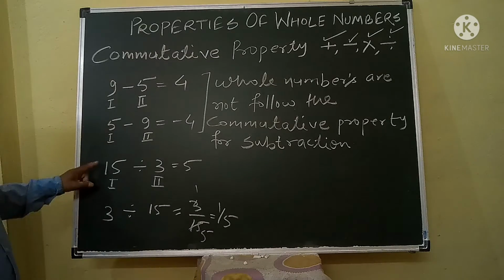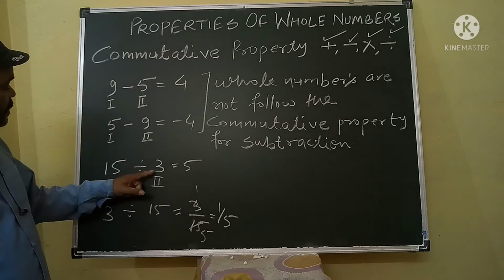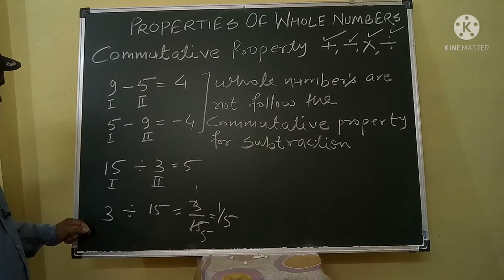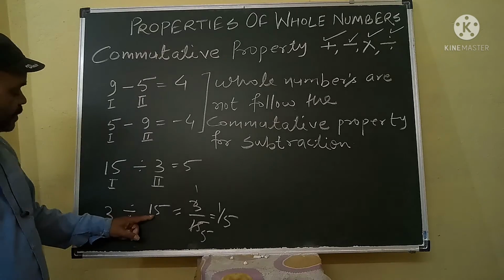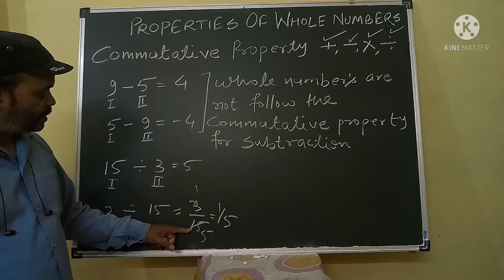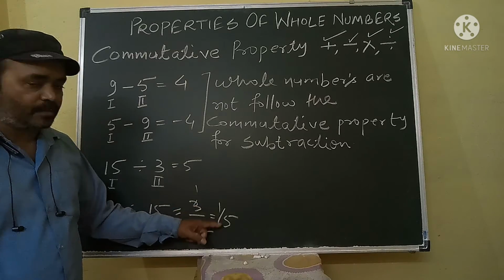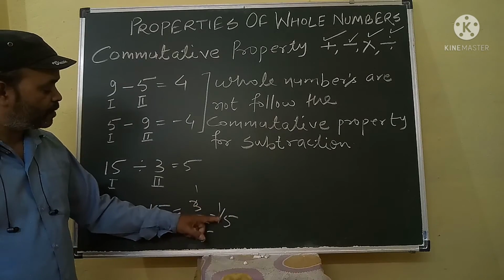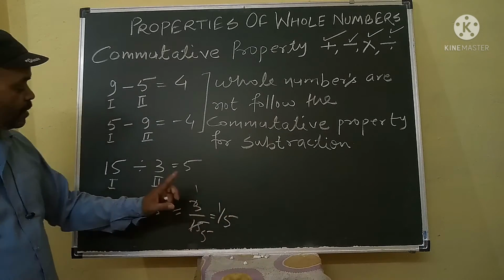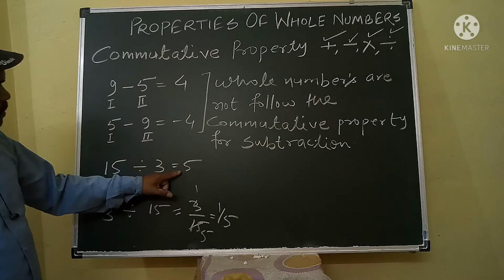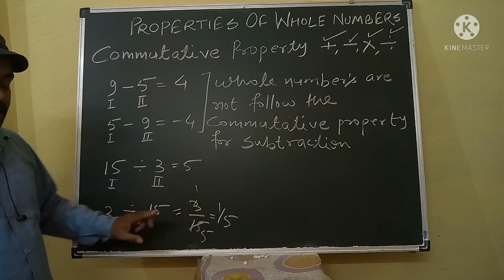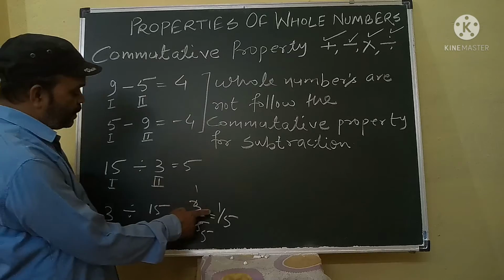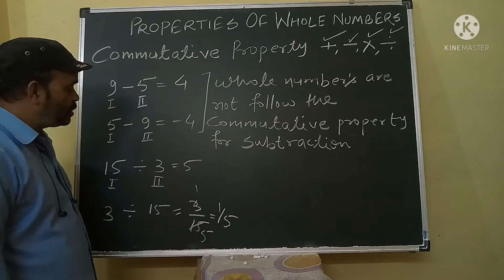So what you are looking at, in the first example 15 divided by 3 is equal to 5. 5 is a whole number. But in the second example 3 divided by 15 is equal to 3 upon 15. After cancellation you will get 1 upon 5. 1 upon 5 is not a whole number. 5 is a whole number, but 1 upon 5 is not a whole number.